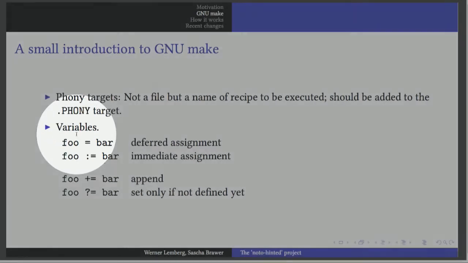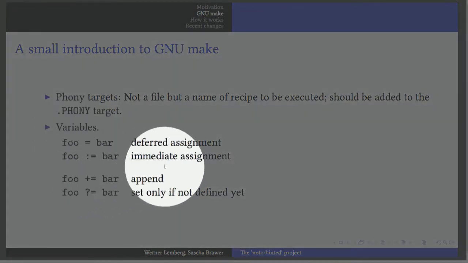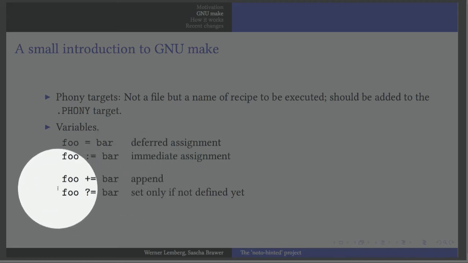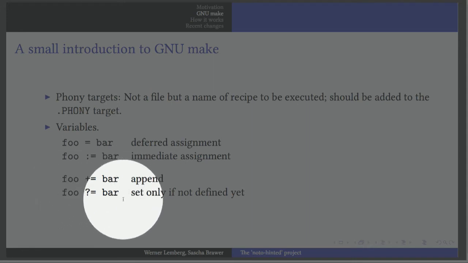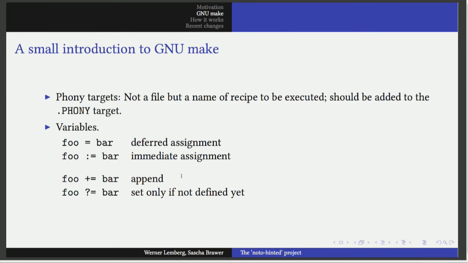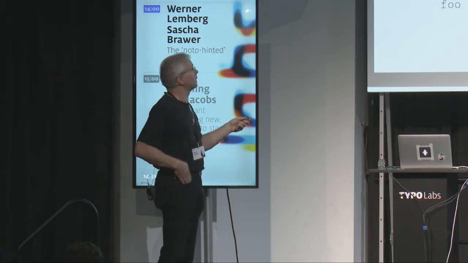Another possibility, for example, is here you have plus to append something, or here you can set the variable foo only if not defined earlier. For example, on the command line you can pass a variable to the makefile, and if you pass that, this overrides any setting here.